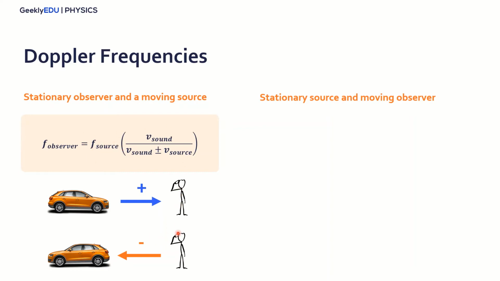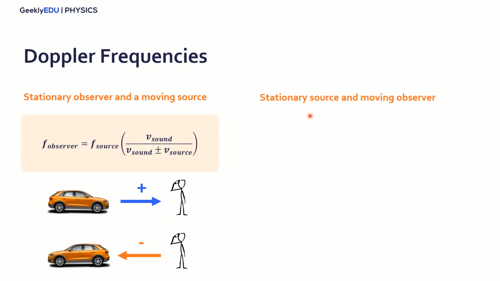In the opposite situation, where the sound source is moving away from the observer, we have this negative sign. It means this fraction will be greater than 1, and the frequency for the observer will be greater than the frequency of the source. Okay?